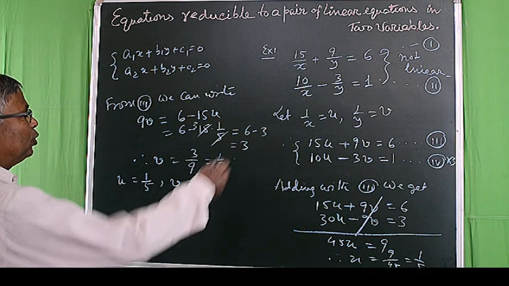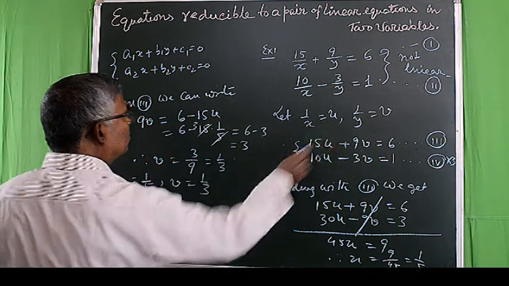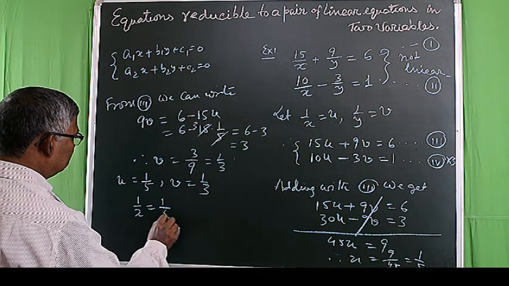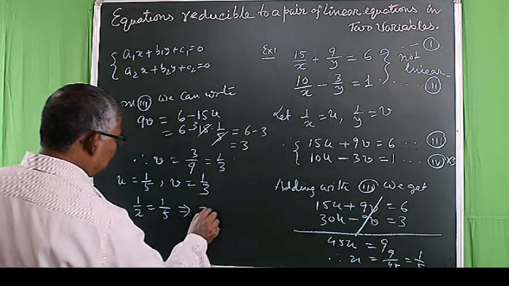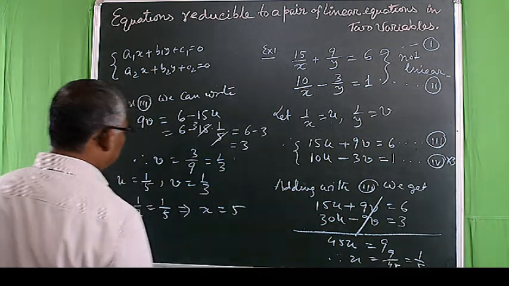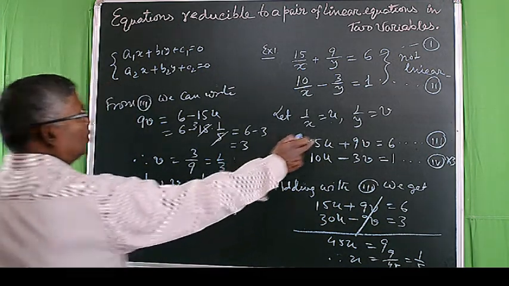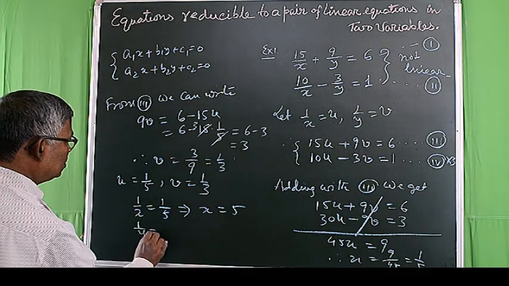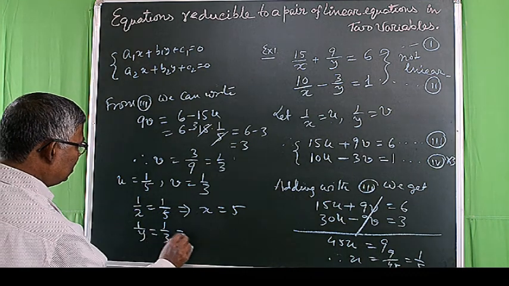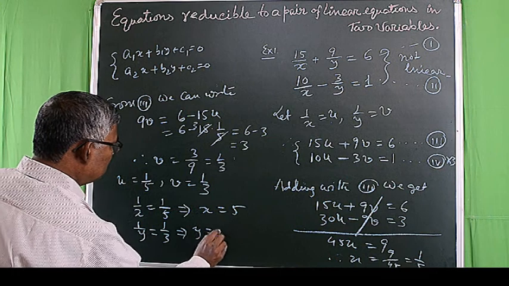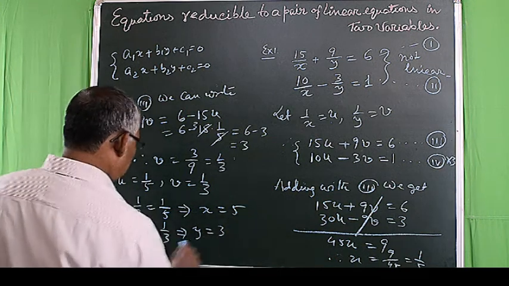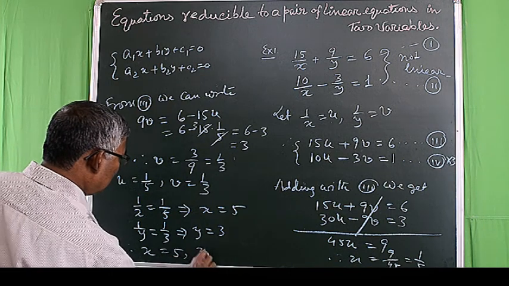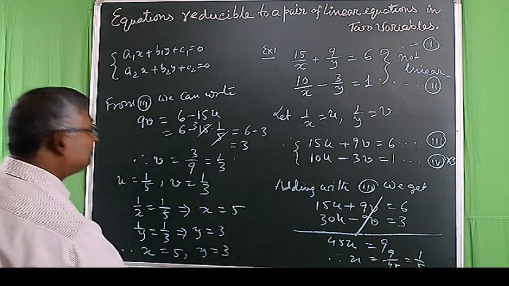Now let us put the value of u. So we get 1 by x equal to 1 by 5. This implies that x equal to 5. Again, 1 by y equal to v. Therefore 1 by y equal to 1 by 3. This implies that y equal to 3. Therefore the solutions are x equal to 5 and y equal to 3.